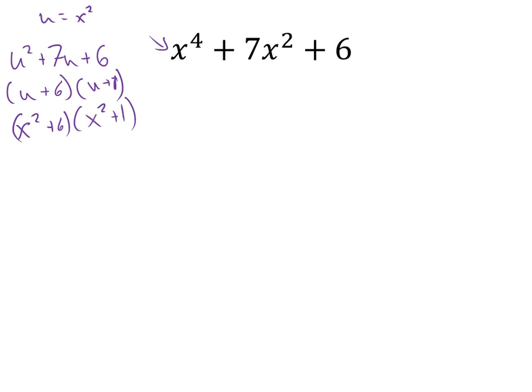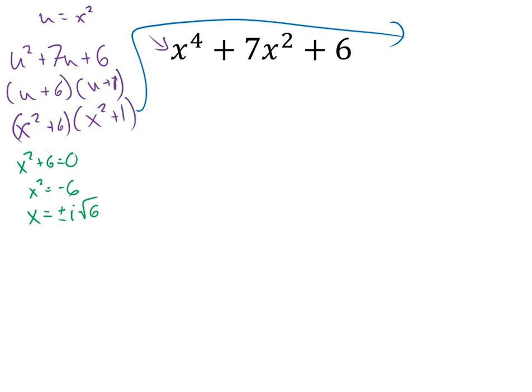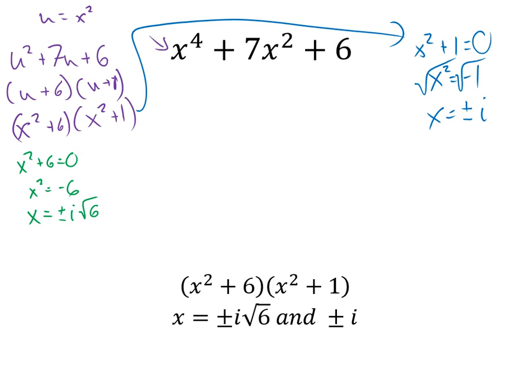So now we're going to solve. x squared plus 6 is equal to 0. x squared is equal to a negative 6, which means x is equal to plus or minus i root 6. Ta-da! There's one. And now the other one, we're going to go over here and do. It's going to be x squared plus 1 is equal to 0. Move that 1 to the other side. x squared is equal to negative 1. Take the square root of both sides, getting us x is equal to plus or minus i. And that would be our solution.